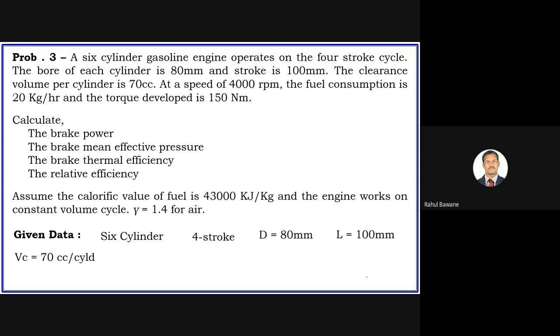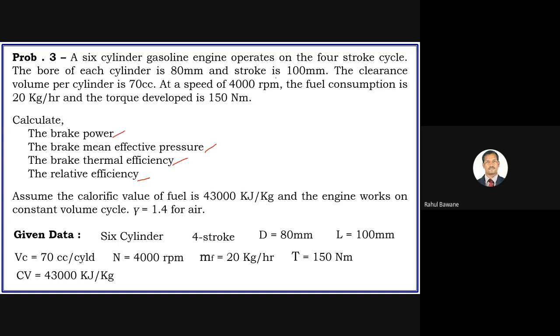The speed is given as 4000 rpm. The fuel consumption is 20 kg per hour, so mass of fuel is given as 20 kg per hour. And the torque developed T is given as 150 Newton meter. We have to calculate brake power, then brake mean effective pressure, then brake thermal efficiency and relative efficiency. Assume the calorific value of fuel, CV, is given as 43000 kilojoule per kg.